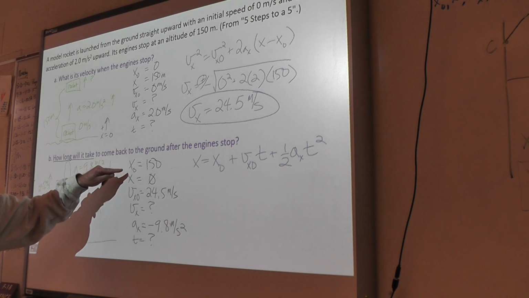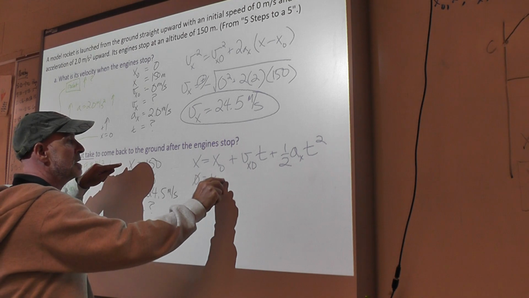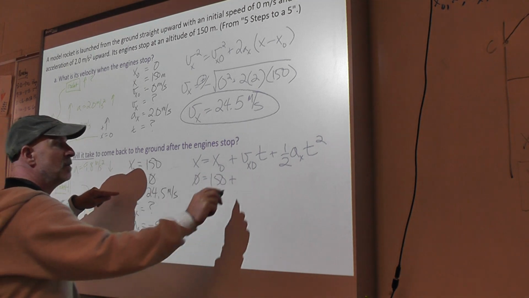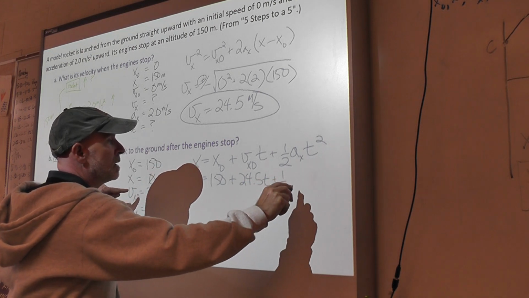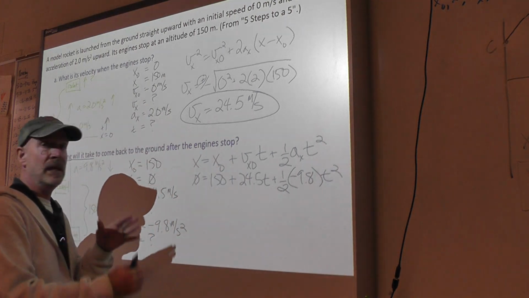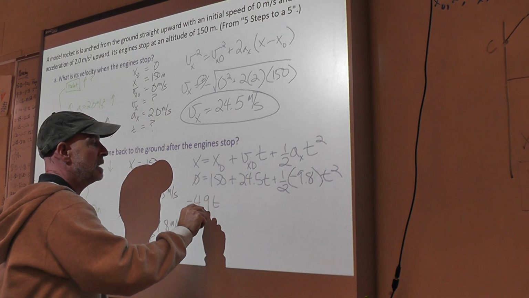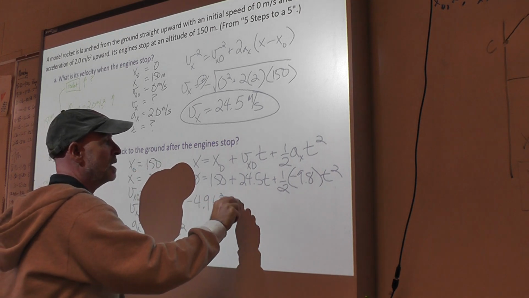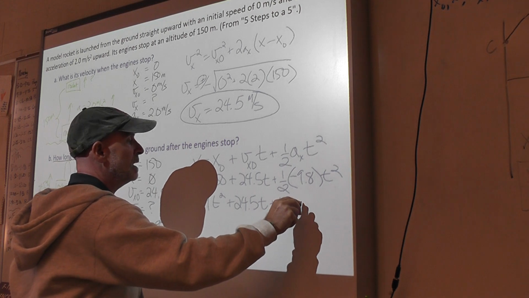Let's just put our numbers in and then solve so that we have everything on one side and 0 on the other. So our final position is 0. That's going to make it easy. Our initial position is 150. Our initial velocity is 24.5. And our acceleration is negative 9.8. So that means our quadratic equation is going to be negative 4.9 t squared plus 24.5 t plus 150 equals 0.